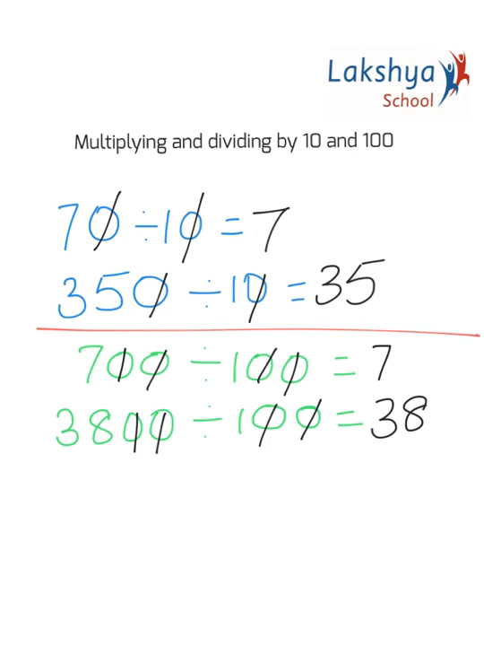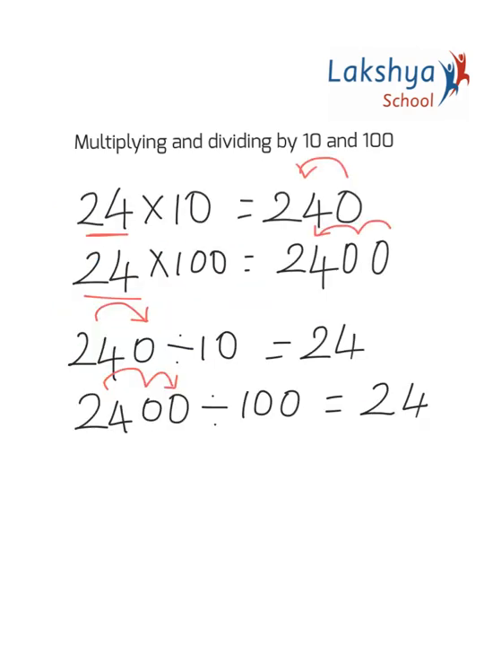So do remember, when you multiply a number by 10 or 100, the digit or the number moves 1 or 2 steps to the left. When you divide a number by 10 or 100, it moves 1 step or 2 steps to the right. With the help of these rules, let us work more sums.